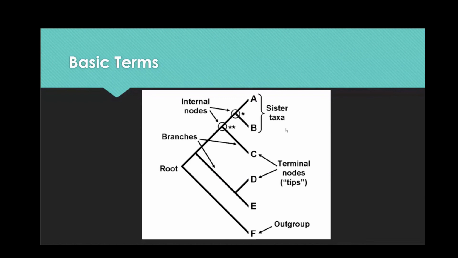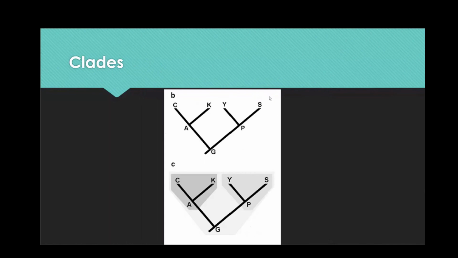So that's that. And then another important term is clades. So clades can be hierarchical. So for example, here we have a clade that corresponds to this subtree, A, C, and K. And another clade is P, Y, and S. And then the whole tree is also a clade. So as I said, the clades are hierarchical. You have higher level and lower level.